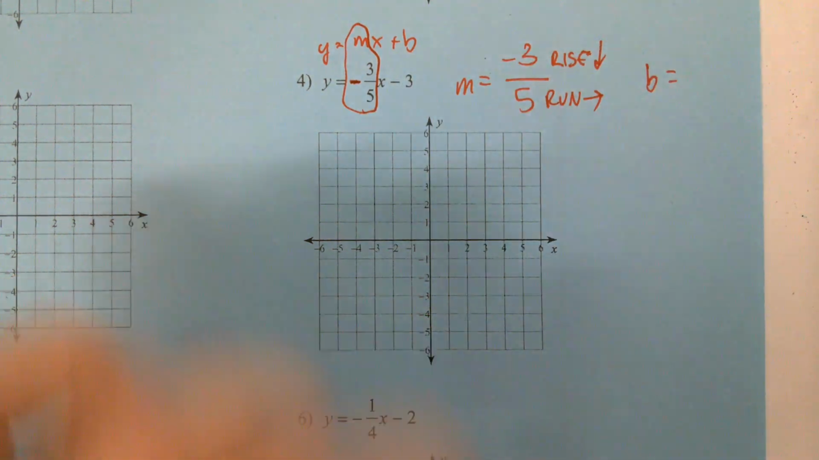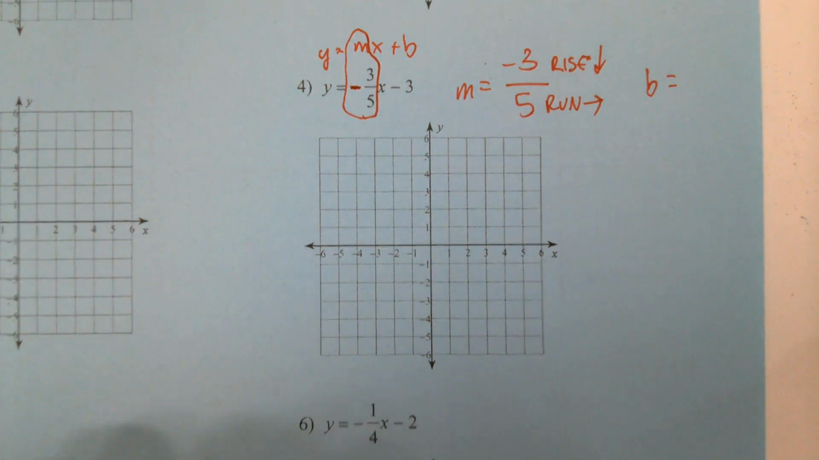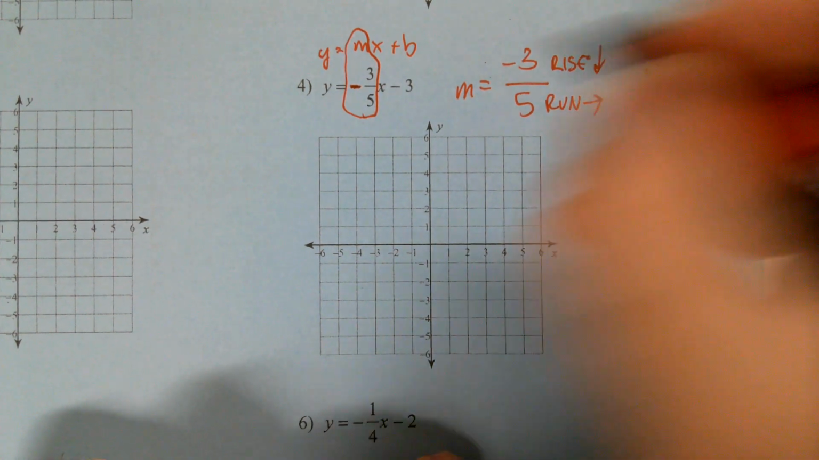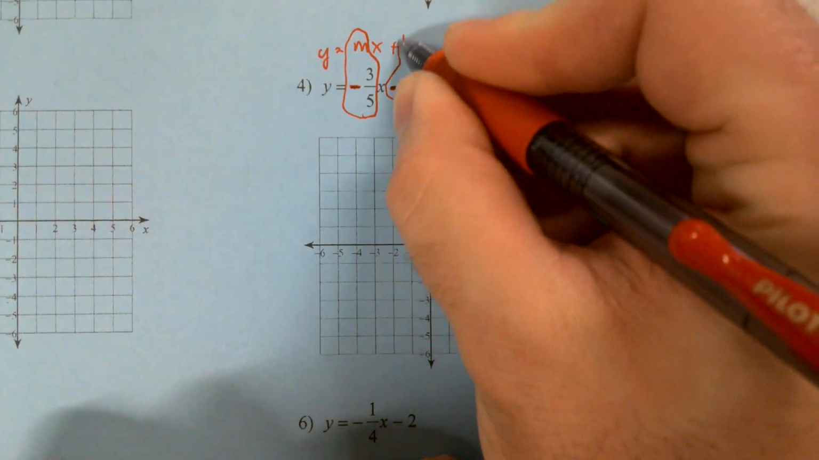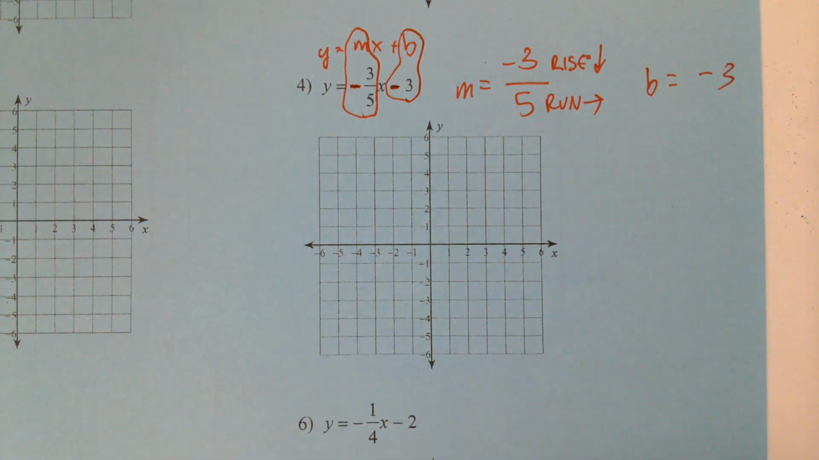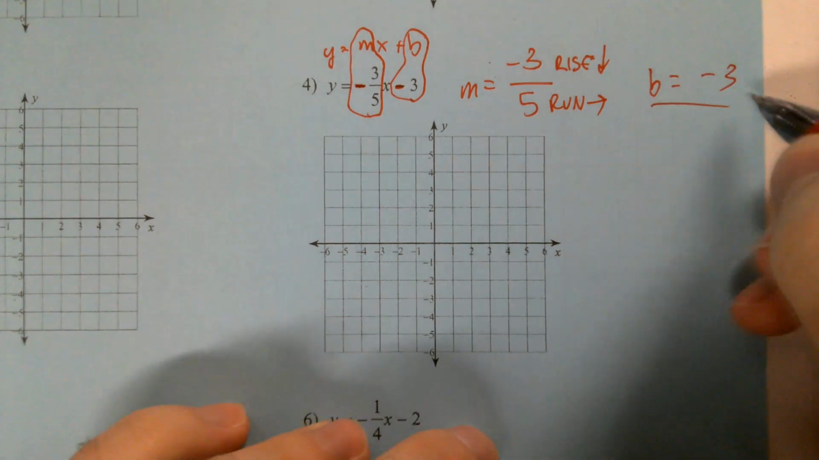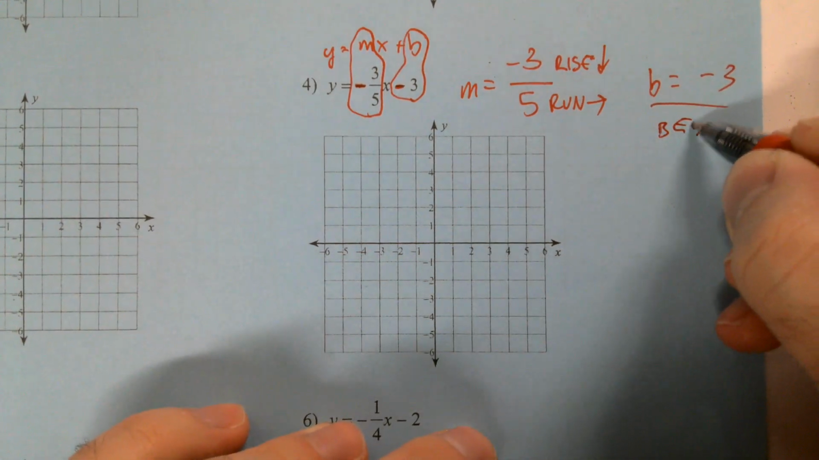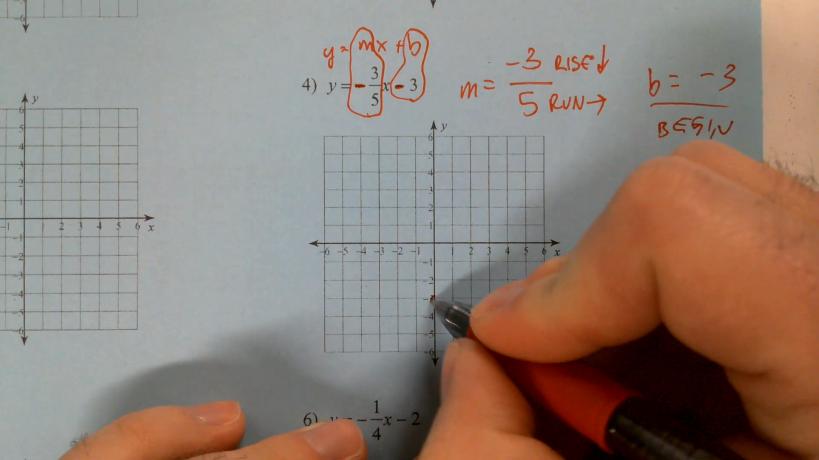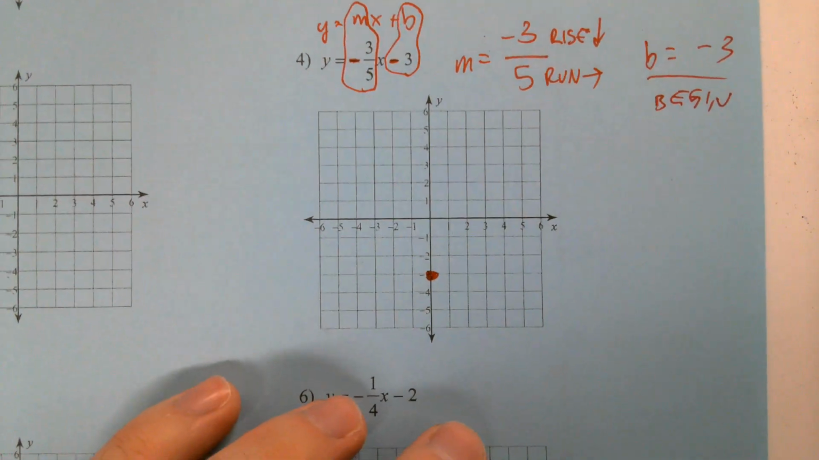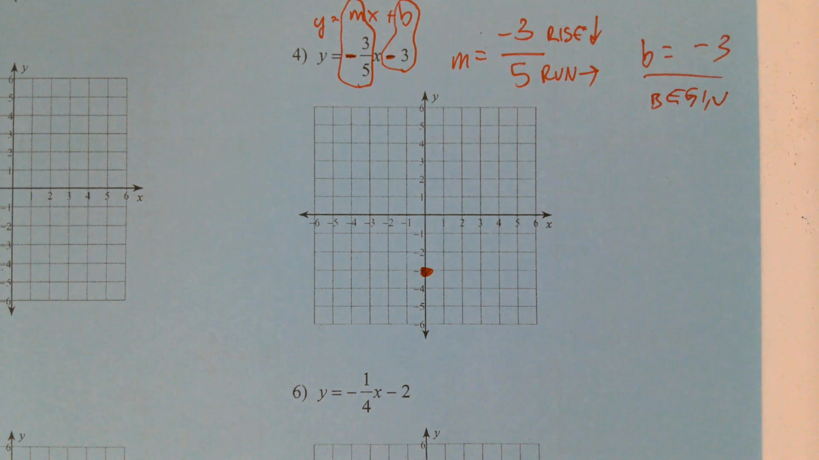There's my m. What's my b going to be? Negative 3. Again, we got to keep that negative on the number that we see. My b is negative 3. So I'm going to begin at negative 3 on the y-axis. That's right there. So my first point is always going to be my beginning point on the y-axis.